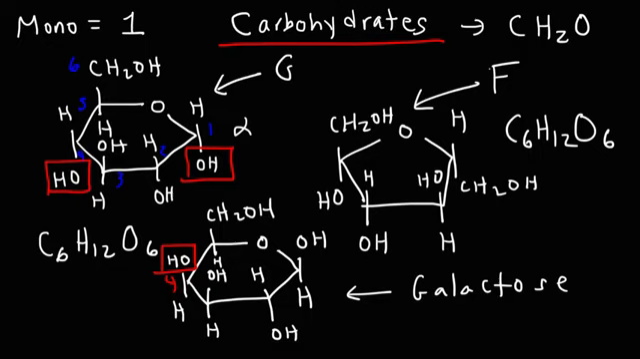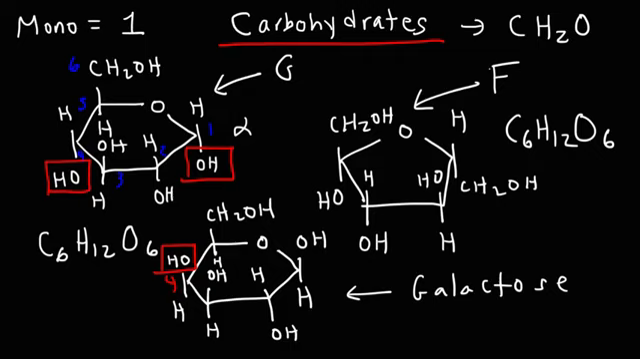Glucose and galactose are known as stereoisomers. They have the same chemical formula, their atoms are connected the same way, they have the same functional groups, but the only difference is the way their hydroxyl groups are oriented in space. Stereoisomers have the same connectivity, but different spatial arrangements of the atoms. So glucose and galactose are stereoisomers.